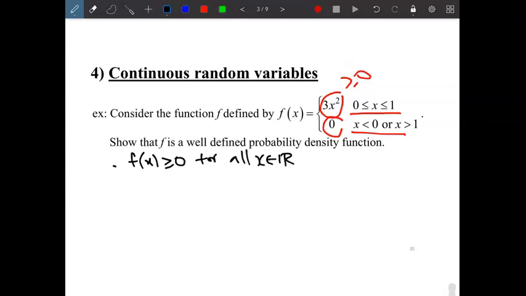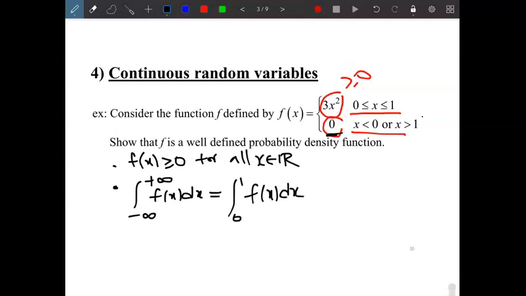Now, as for the second condition, the integral from negative infinity to positive infinity of f of x dx has to be equal to 1. Now, f of x is 0 before x equals 0 and after x equals 1. Therefore, the integral of f of x over those intervals is 0, so we can just drop it. So that would be equal to the integral between 0 and 1 of f of x, because outside this interval, I repeat, f of x is 0, so its integral is 0.